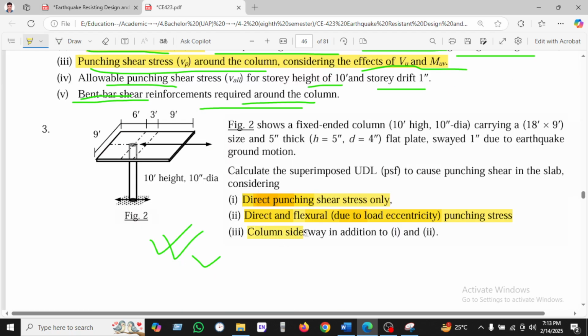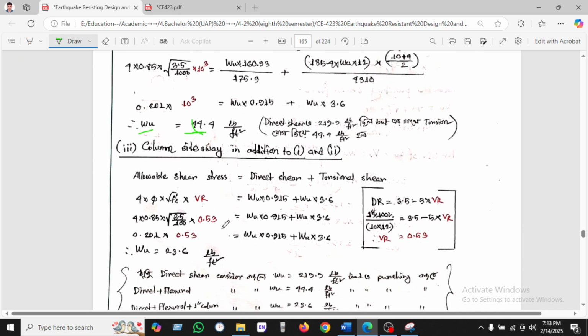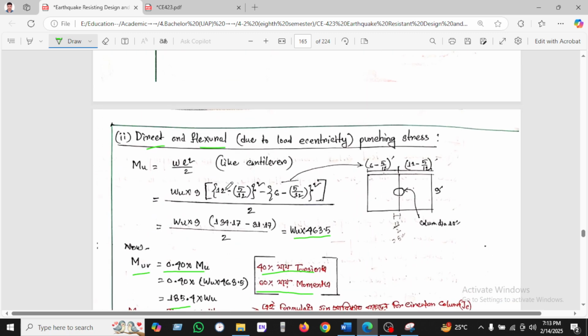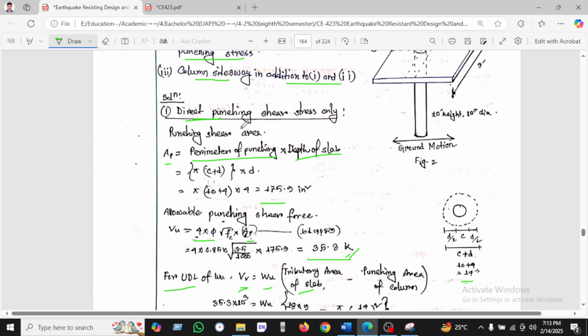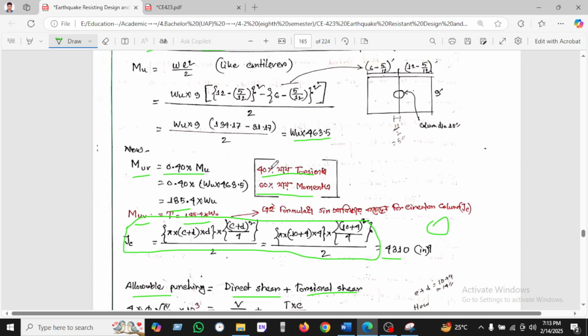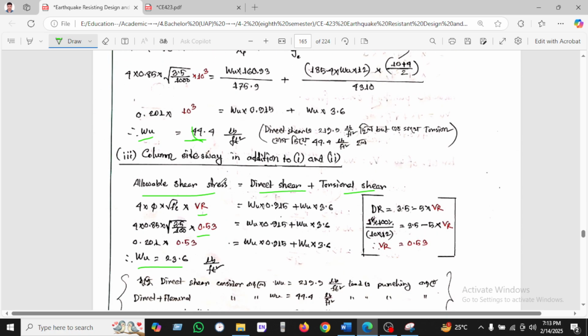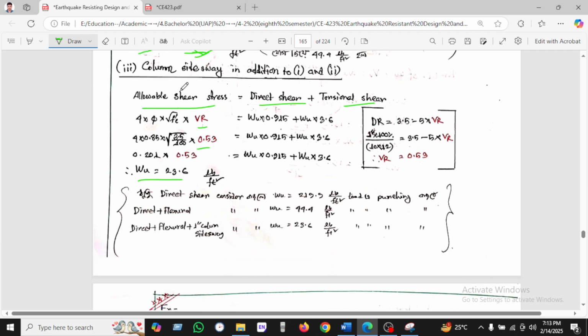So the last one we've been seeing is column side sway, 1 inch. Now we're calculating here the allowable shear equal to direct shear and torsional shear. Putting this value here, we have been taking 0.53 and u equal to 23.6. Okay, so this is the summary. When we see the direct shear, direct punching, then we have found 219. On the other hand, the second one, when we consider direct and flexure, then it reduces to 44. When we consider column sway, then it will also reduce, to 23.